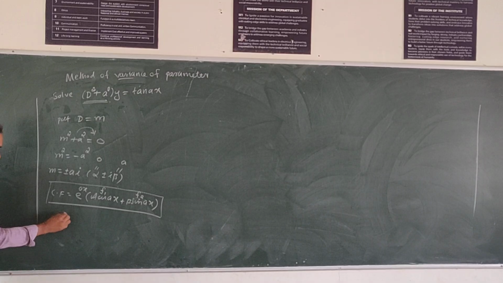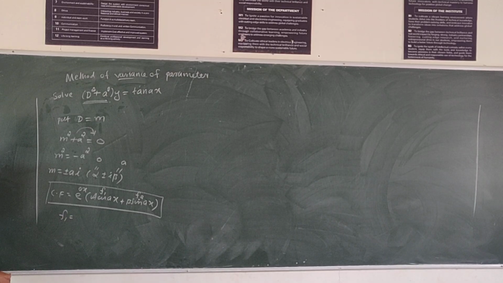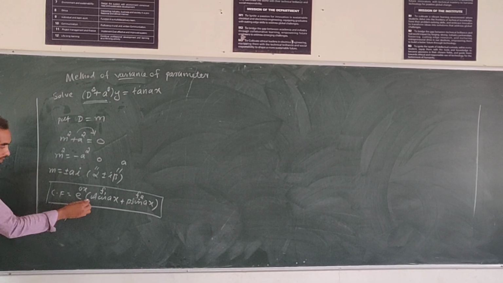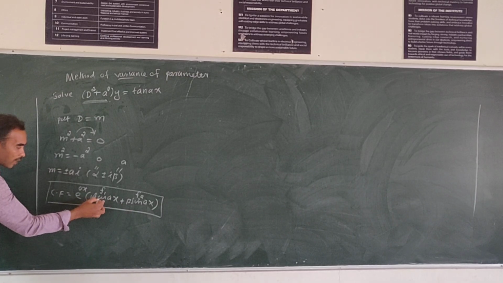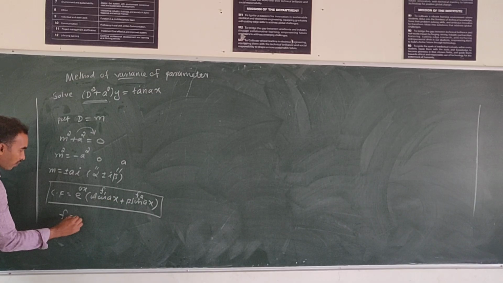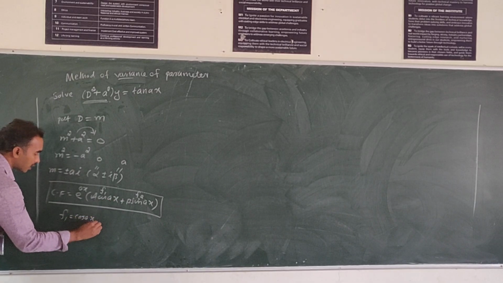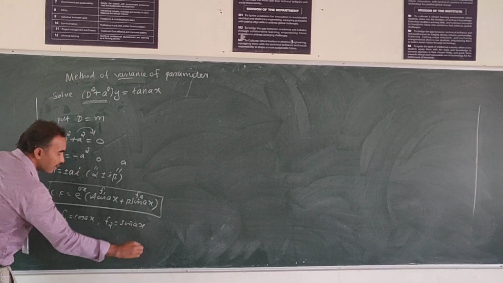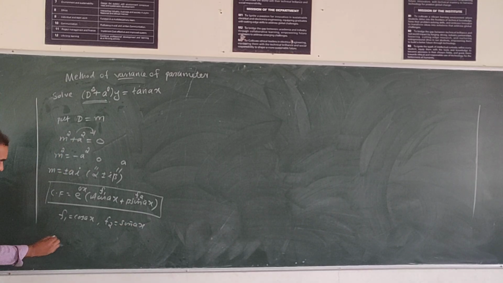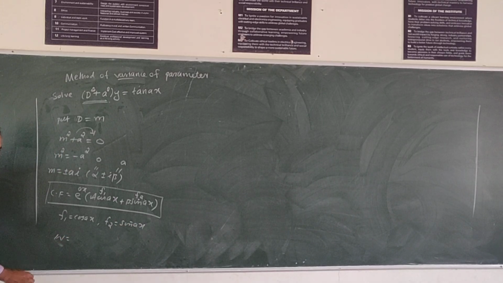So what is f1 here? We should not take the constant term. We have to take the variable term. So f1 = cos ax. What is f2? sin ax. Next we have to find W.